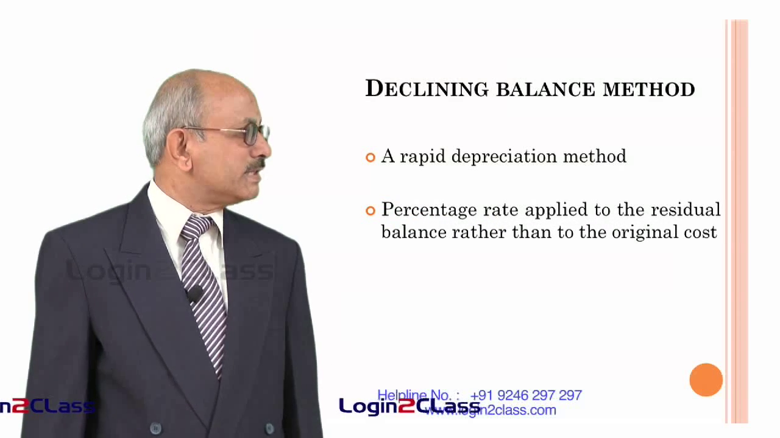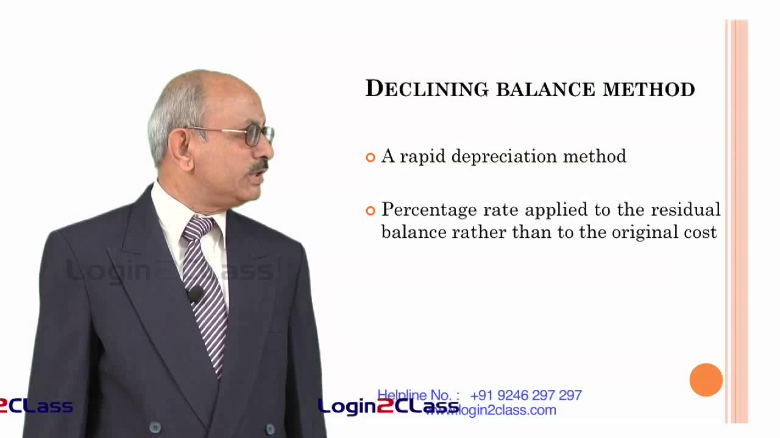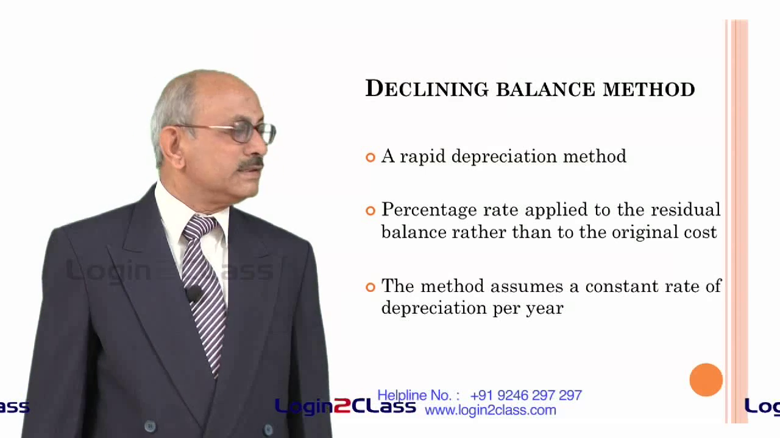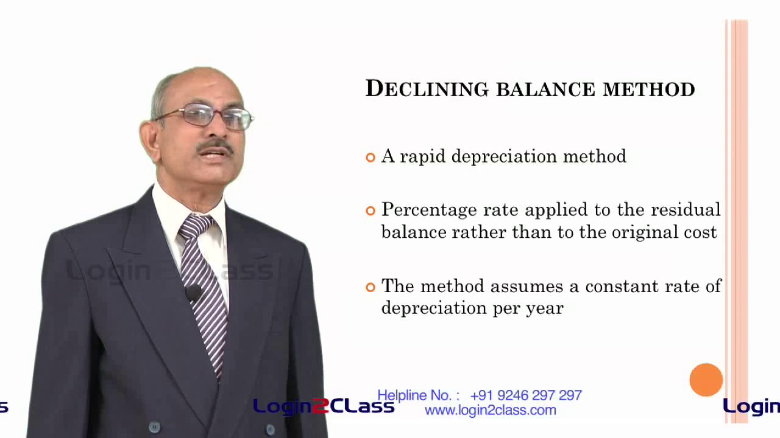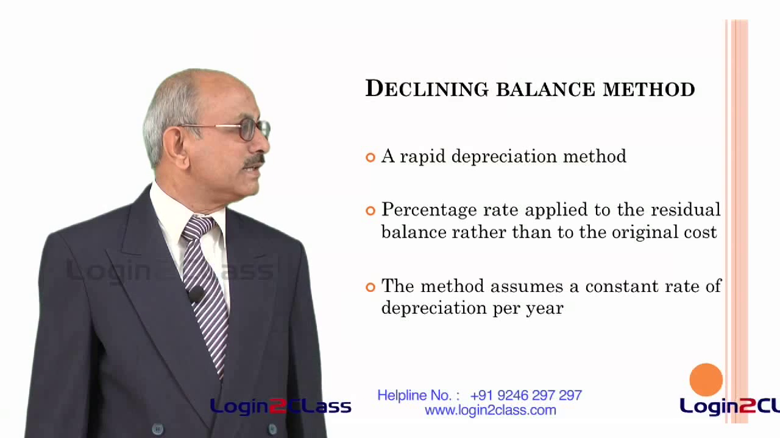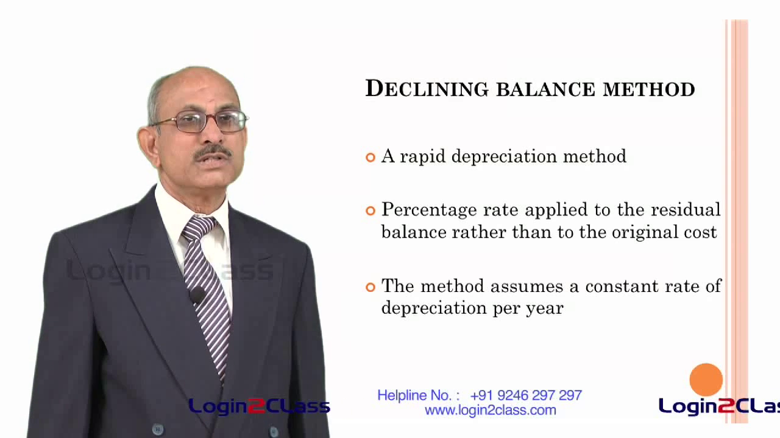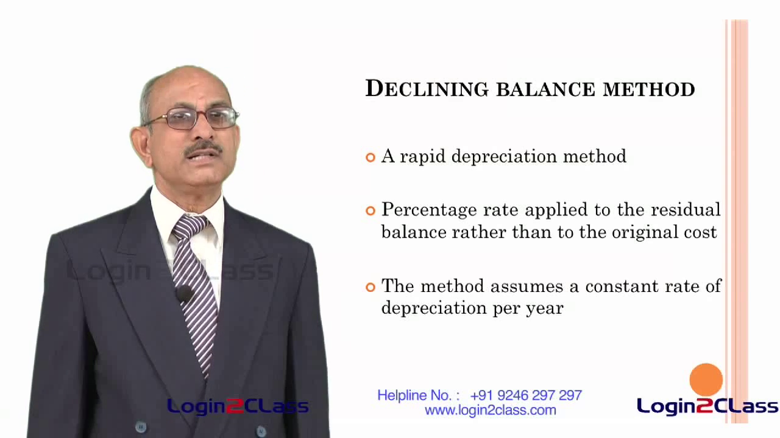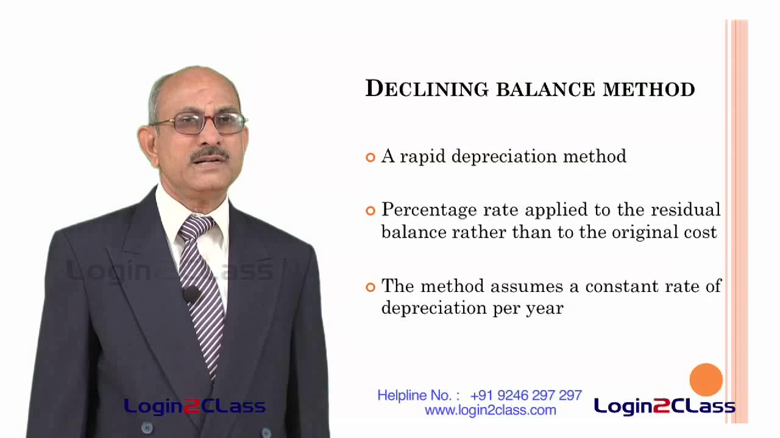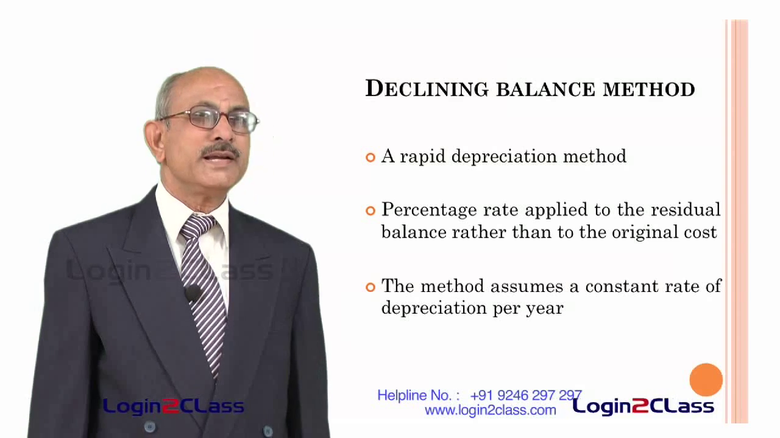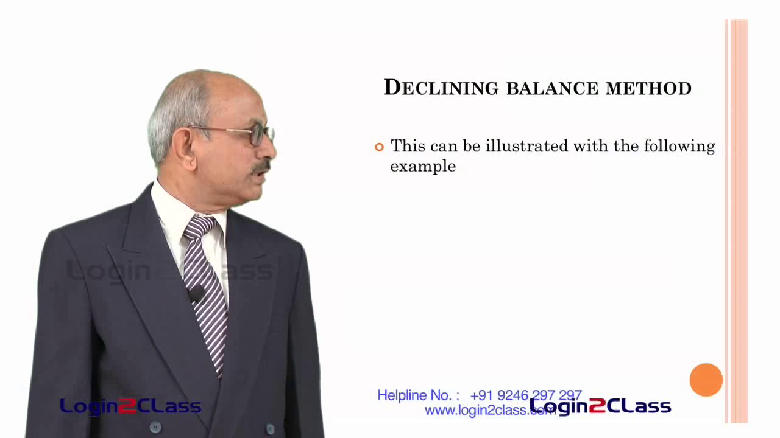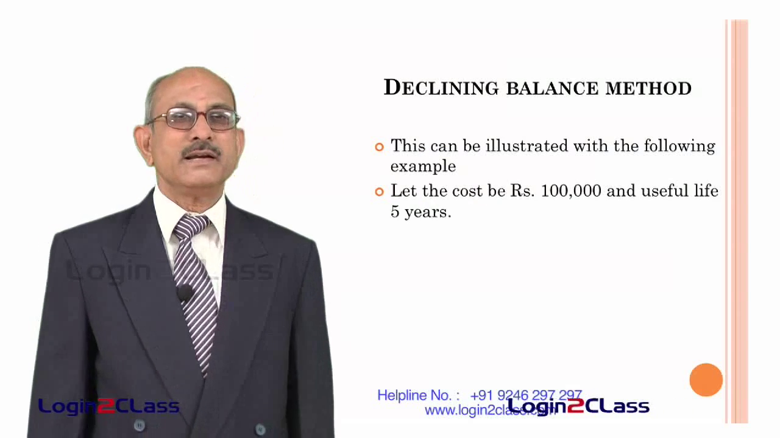So, here what we do is, first we find the percentage rate to be applied to the residual balance rather than to the original cost. Second, this assumes a constant rate of depreciation per year. That means the rate of depreciation will be constant, but it will be on the reduced balance rather than the original cost. That is how declining balance method is done. So, this is exactly same as the written down value method. That means you keep on applying the same percentage rate to the reduced balance. So, this can be illustrated with the help of an example.